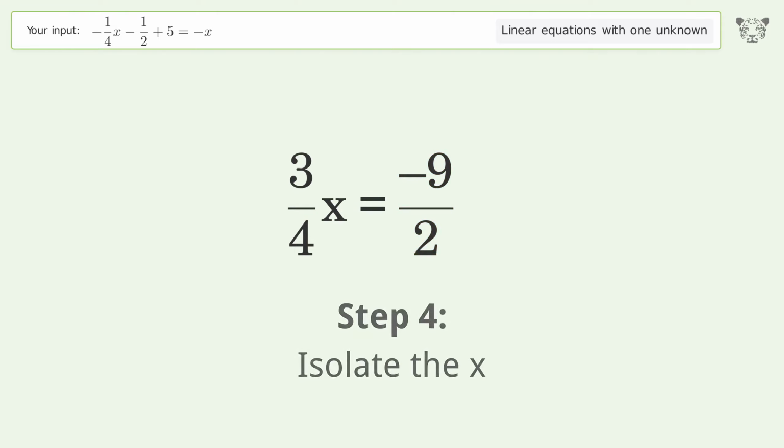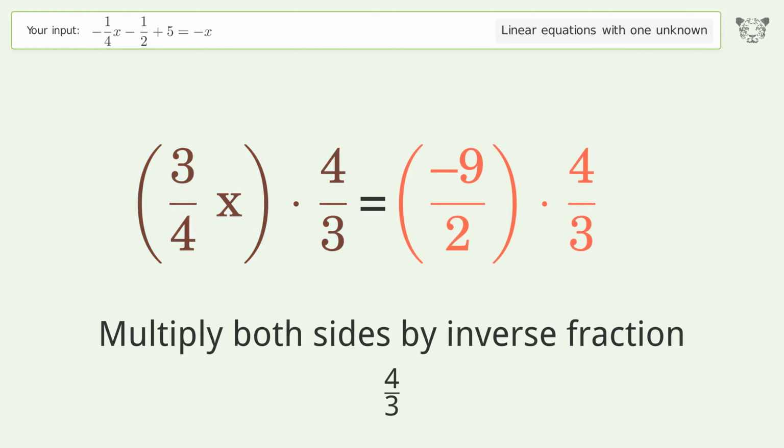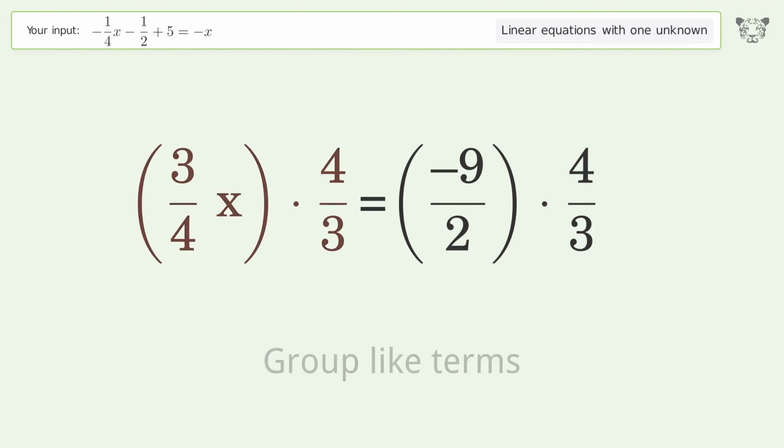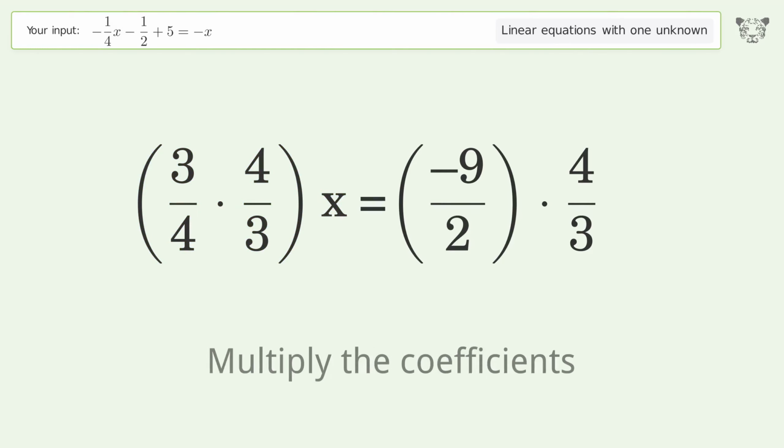Isolate the x. Multiply both sides by inverse fraction 4/3. Group like terms. Multiply the coefficients.